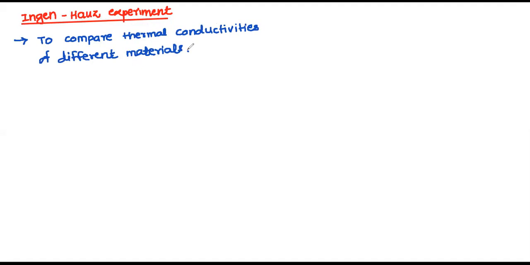How to compare this thermal conductivity and what is it saying? According to this law, the thermal conductivity K is directly proportional to L square. What is that? Thermal conductivity is directly proportional to L square.